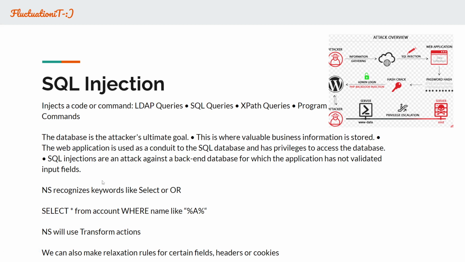So NetScaler recognizes keywords like select, for example, from account or a name like, and NetScaler will use a transform action. We can also make relaxation rules for certain fields, either a cookie, if they are legitimate. So this is a big problem, and it's very well known, and really it's corporate information. So be aware of that. So how do you protect against SQL injection?